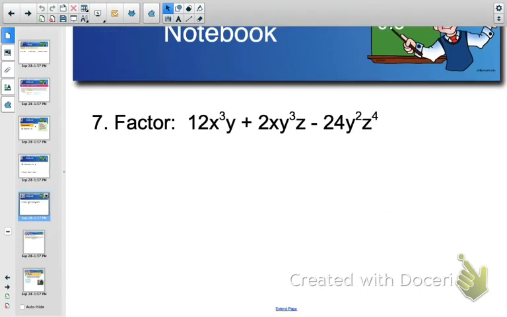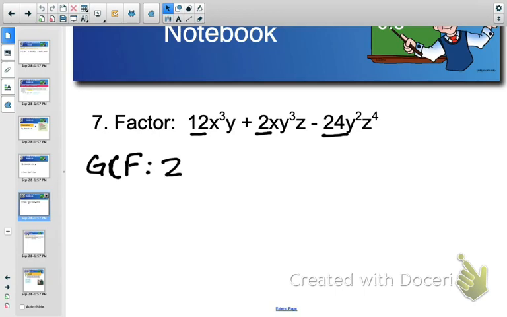All right, let's try another one. This one has 3 terms. That means we have to find the GCF of all 3 of these. So what goes into 12, 2, and 24? Well, it can't be bigger than 2 because that's the smallest term. So your GCF, I know 2 goes into 12 and 24. So it's going to be 2.